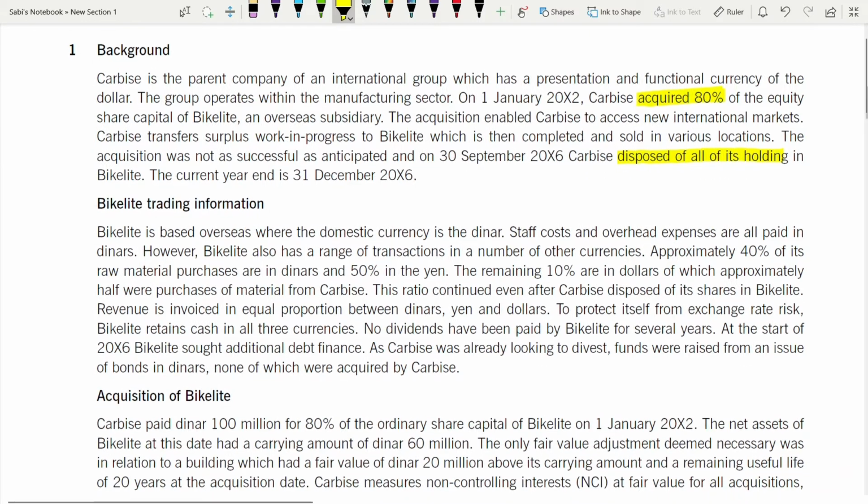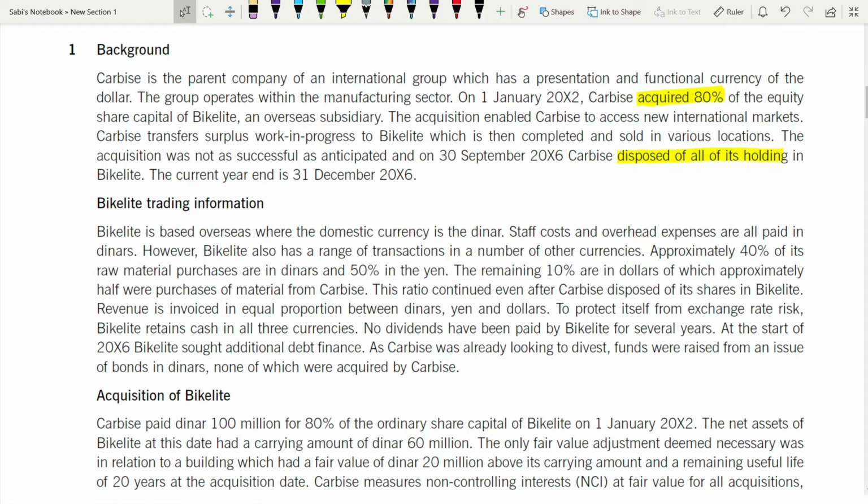Now, Bakelite trading information. Bakelite is based overseas where the domestic currency is the dinar. What is the domestic currency? Dinar. Staff cost and overhead expenses are all paid in dinars. Why am I underlining this? Please understand when you're doing something, why are you doing it? Ask this question to yourself before you blindly copy me or do anything. The reason I'm doing this is because the first requirement says what is the functional and presentation currency for Bakelite and how do you determine it. That's why I'm underlining this.